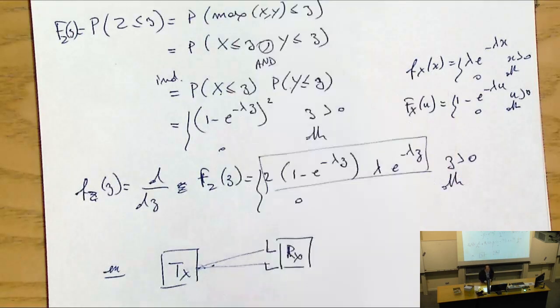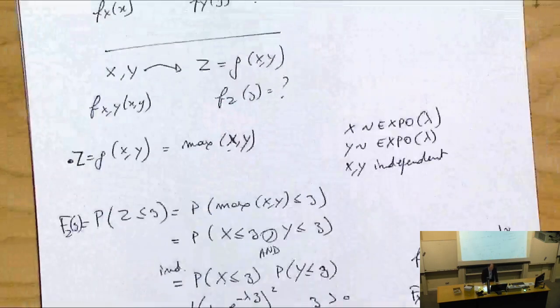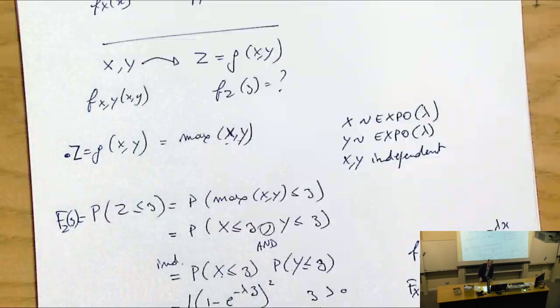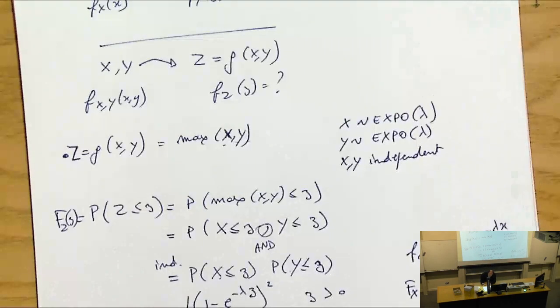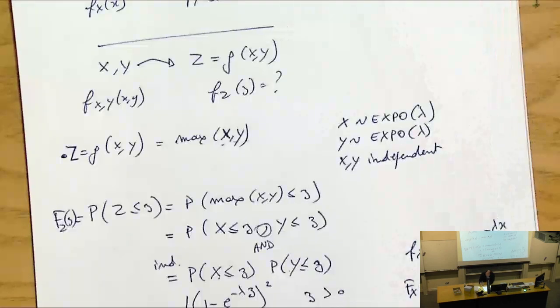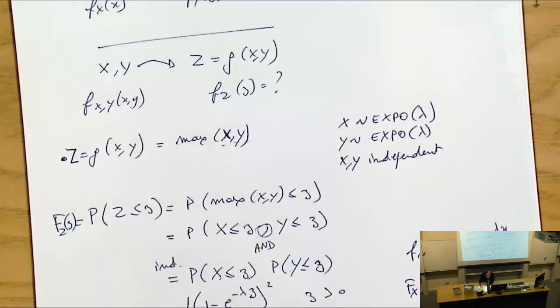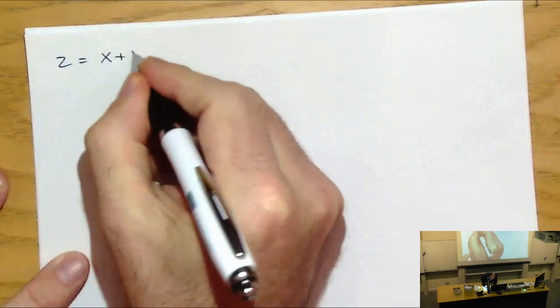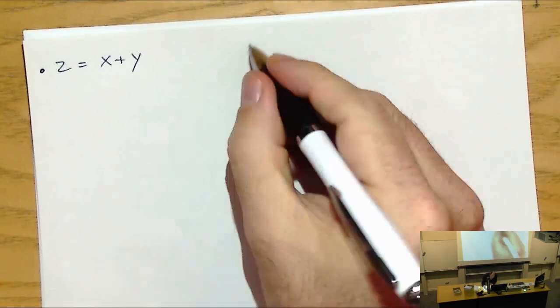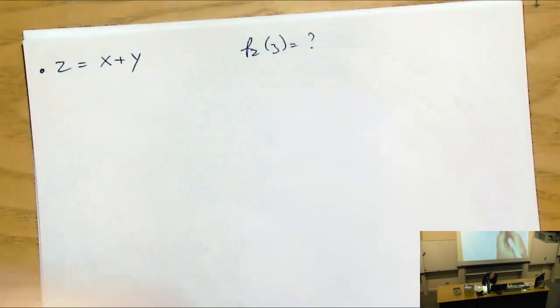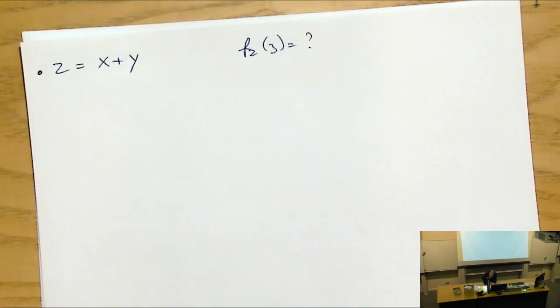Okay, so this is an example where we go from two random variables x, y to another random variable z that is a function of those two. Let's look at another case that relates to what we looked at last week. So let's imagine that z is the sum of two random variables. Right, and what I'm interested in is what is the PDF of z, right?